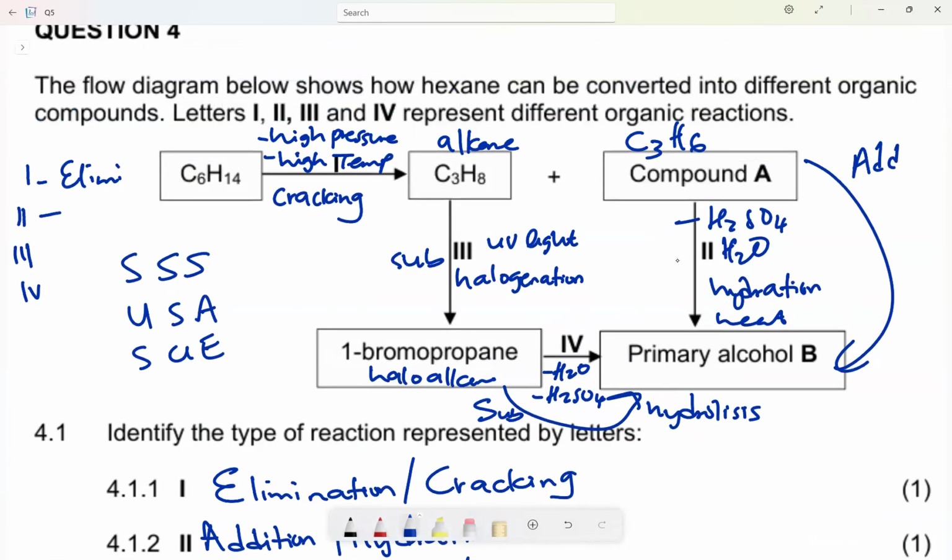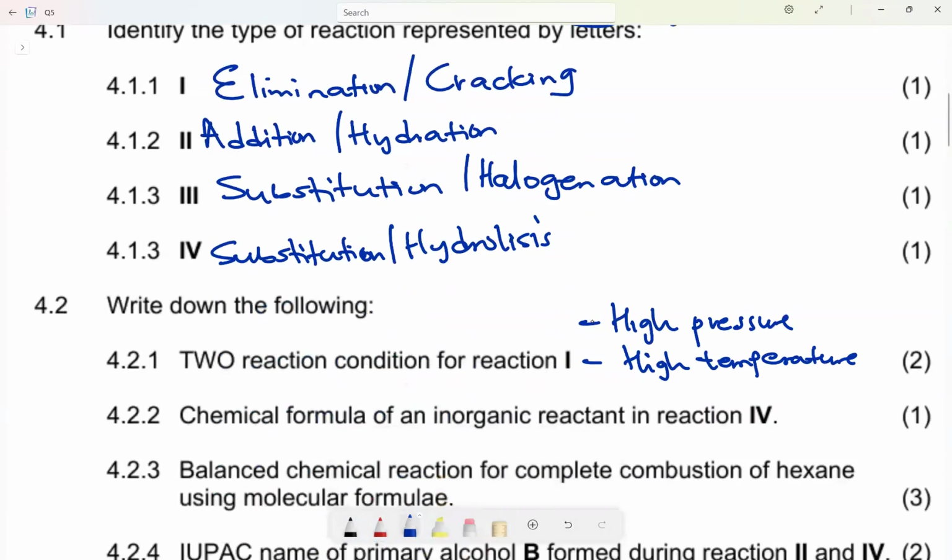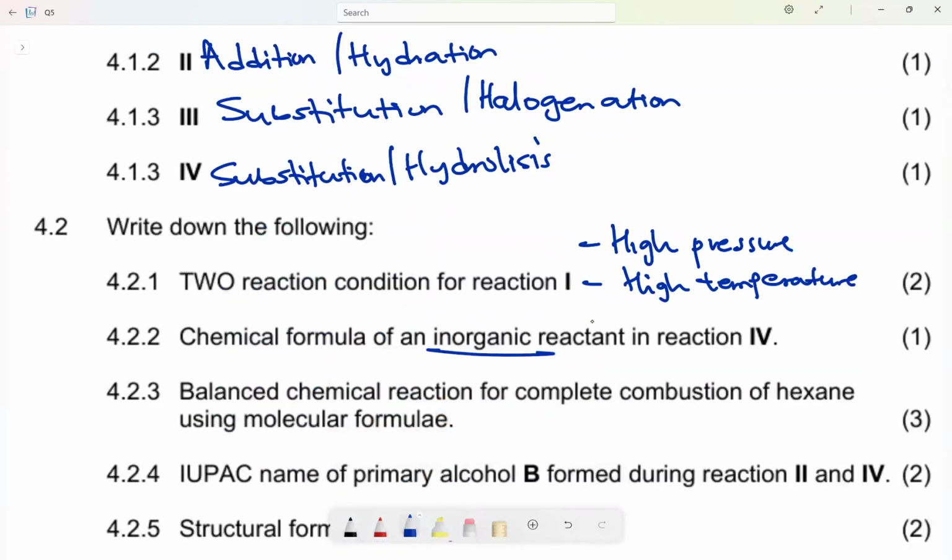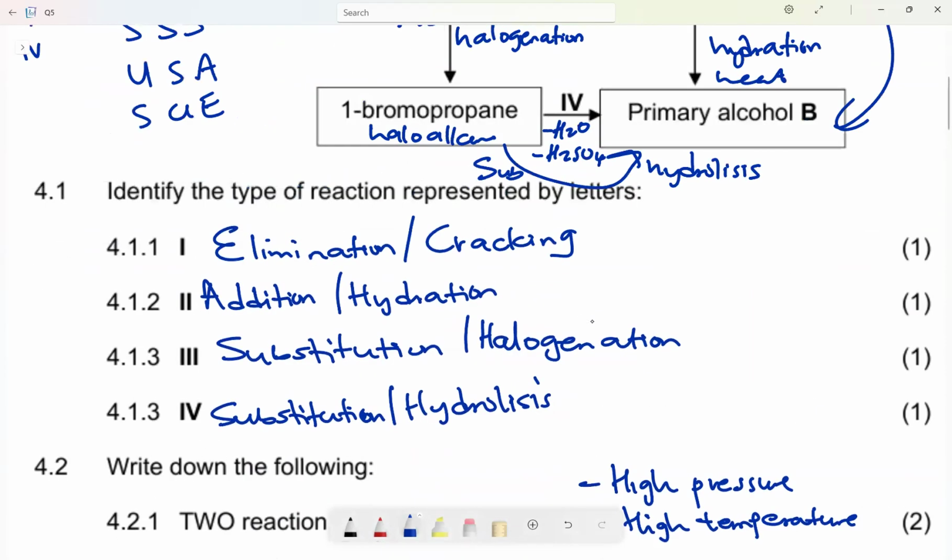Wait a second, I want to see something. If I move from haloalkane to alkane, it requires an unreactive solvent. Yes. So this one will be what? Inorganic reactant. Remember, organic has carbon. Inorganic does not have carbon. It is H2O. How interesting and nice is that?